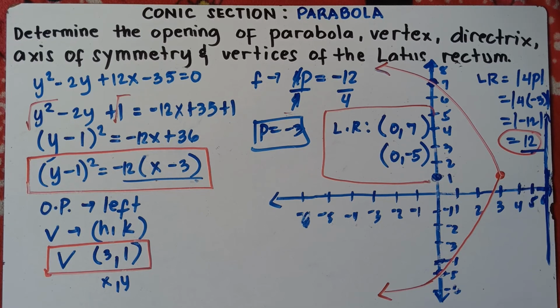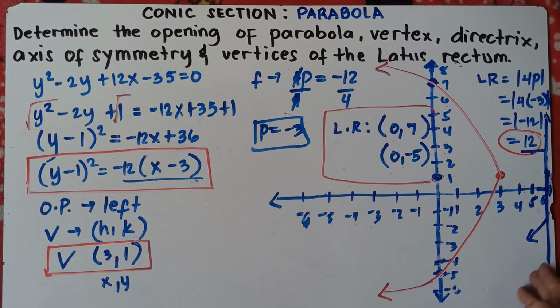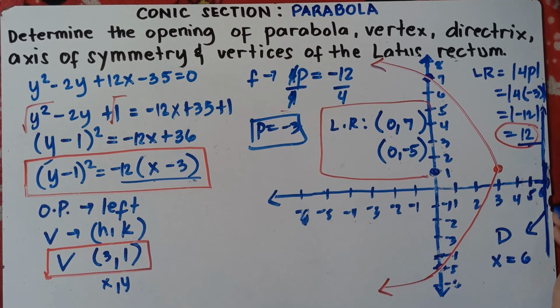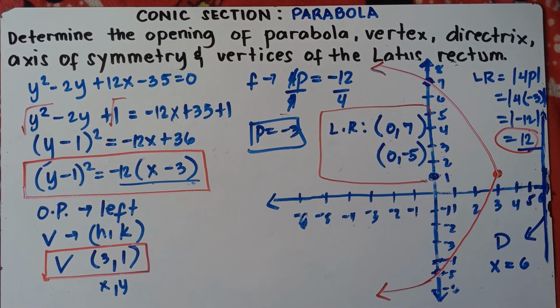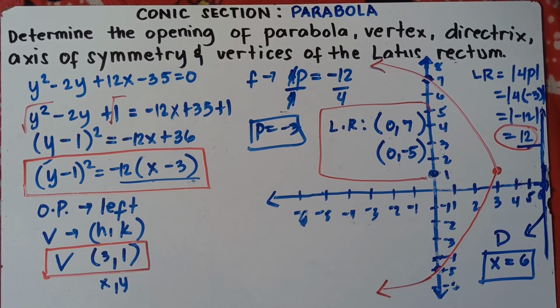Alright, so the directrix, I will just put it here. I'm so sorry for this one because we don't have enough space. But our answer for directrix, that would be x equals positive 6. You intersect at this given point, which is positive 6. I hope you got that one, class.